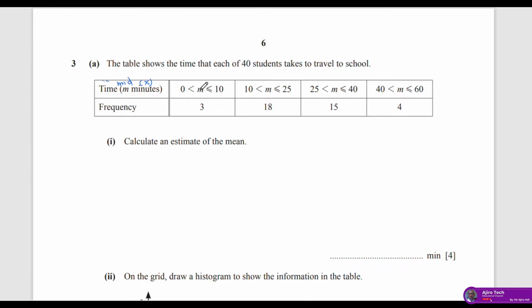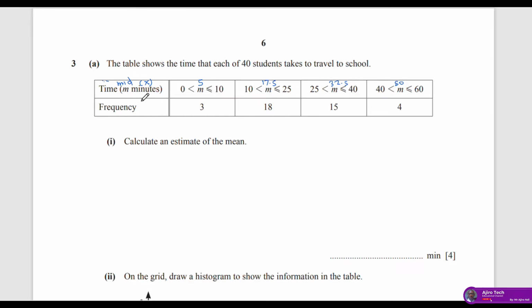For the midpoints, add the first and the last, divided by 2. I have 5. The lower bound plus upper bound divided by 2 is 35, and that should be 17.5. Lower bound plus upper bound divided by 2 is 2.5. Lower bound plus upper bound over 2 is 50. So these are my x values.